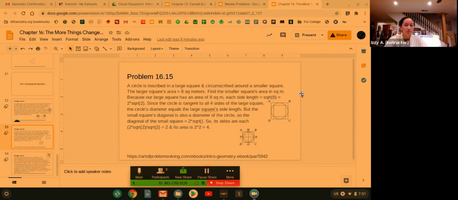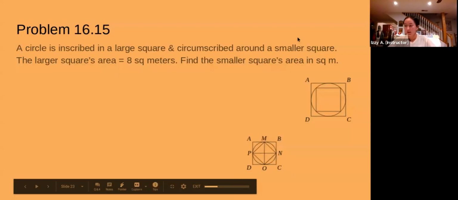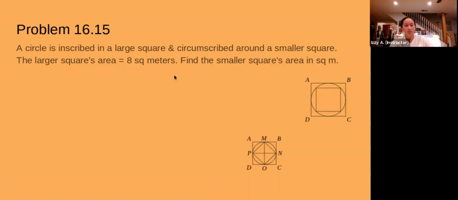Okay, so it's 7:51, so we can go ahead and start where we left off. Next we have problem 16.5. A circle is inscribed in a large square and circumscribed around a smaller square. The largest square's area is equal to 8 square meters. Find the smaller square's area in square meters. I'll give you guys some time to figure out this problem.